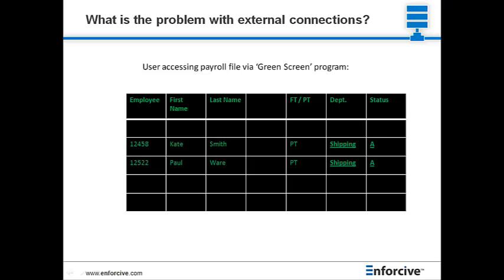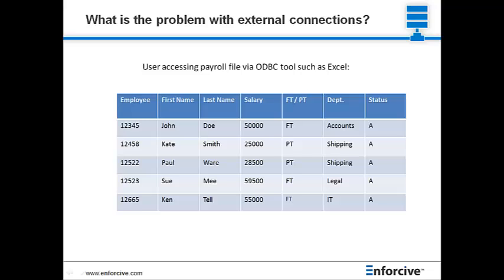But in order to make changes to the department, they have to have update rights on this file. However, because they have full update rights on that file, they could, in theory, open up that same file through an ODBC tool such as Excel and see all the records, not just the part-timers, and they could change the department for all of those, the salary for all of those, and even make changes that were invalid.